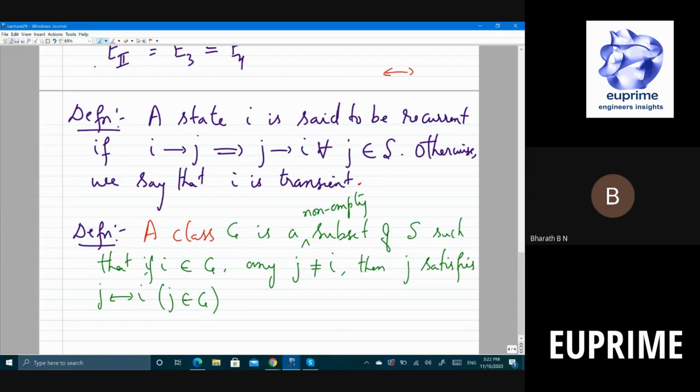So that means, sir, a class will be a set of states which can communicate with each other, an equivalence relation within each other. They can communicate with each other. That's all, right? Then J satisfies this. So if J does not belong to C, that means I communicate with J implies I and J do not communicate with each other. Is that fine?